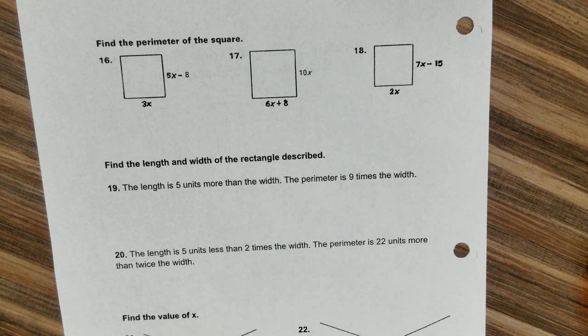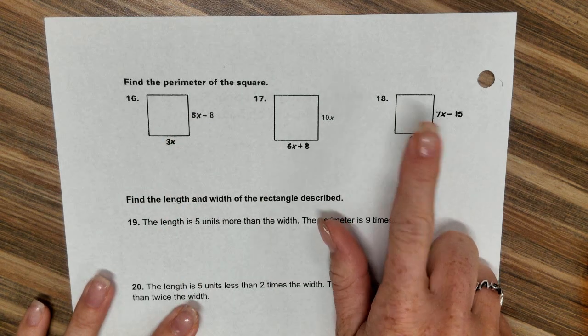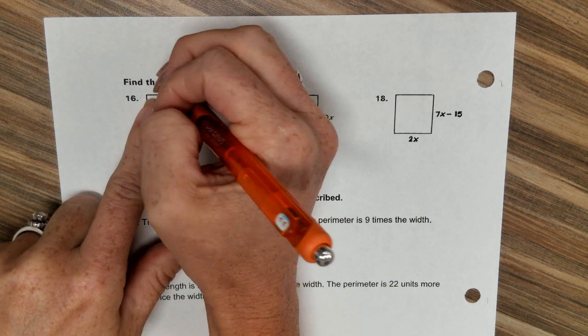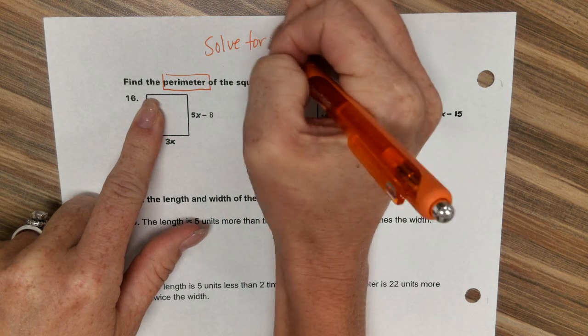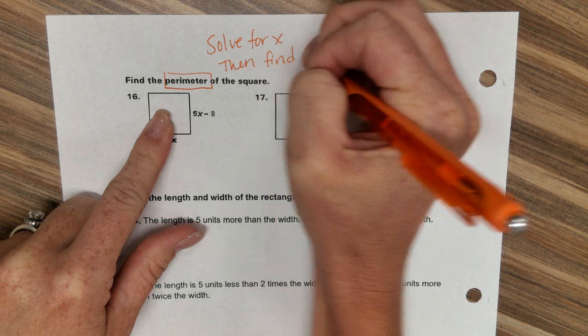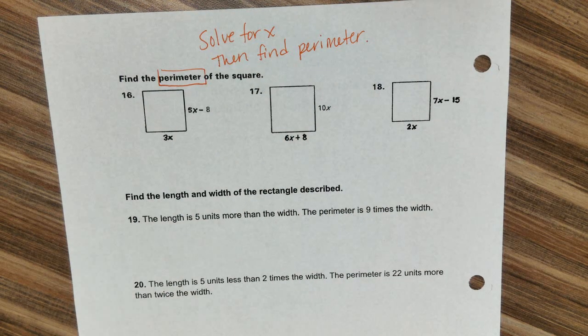These are exactly like your notes. Notice, though, on 16 through 18, does it say solve for x? So if you solve for x, you did the right thing, but that's not your answer. It said find the perimeter. So yes, you're going to have to solve for x first, then find the perimeter. So you need x to find the perimeter. Are y'all with me? So don't forget to take it that step further.